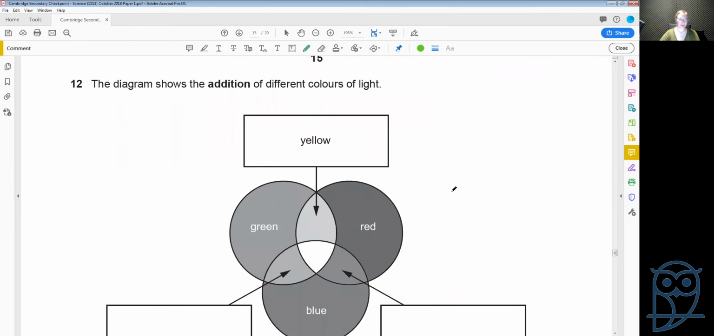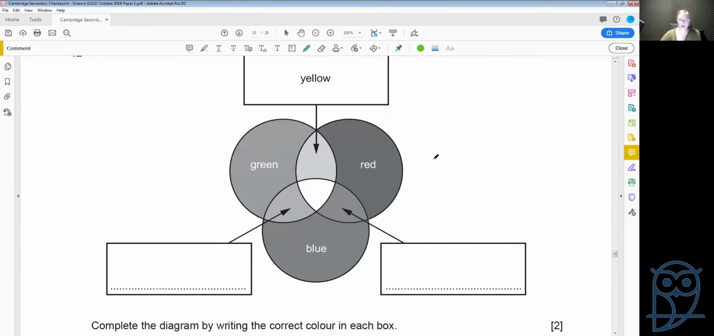Okay, question 12. The diagram shows the addition of different colors of light. So complete the diagram by writing the correct color in each box. So we've got green and red over here, and green and red together make yellow in terms of light. Here we've got red and blue. Red and blue together make, in terms of paint, purple. In terms of light, it would make magenta. And then green and blue will make cyan light.